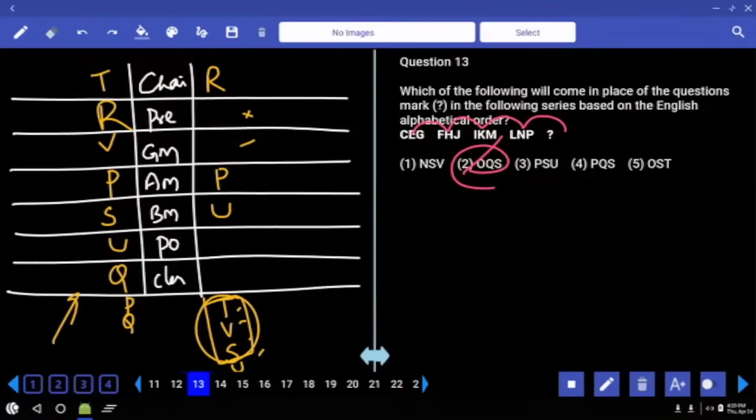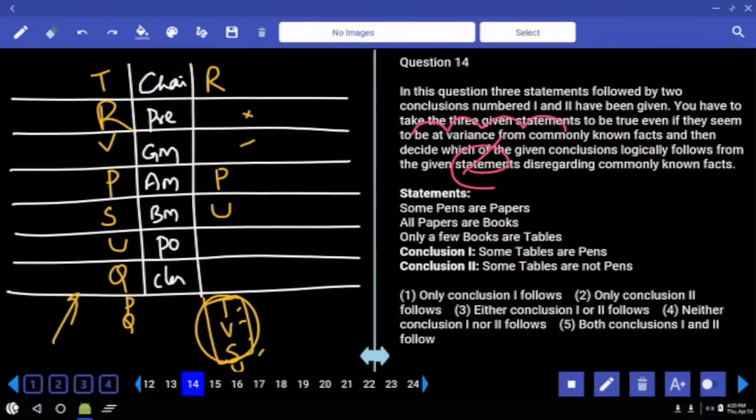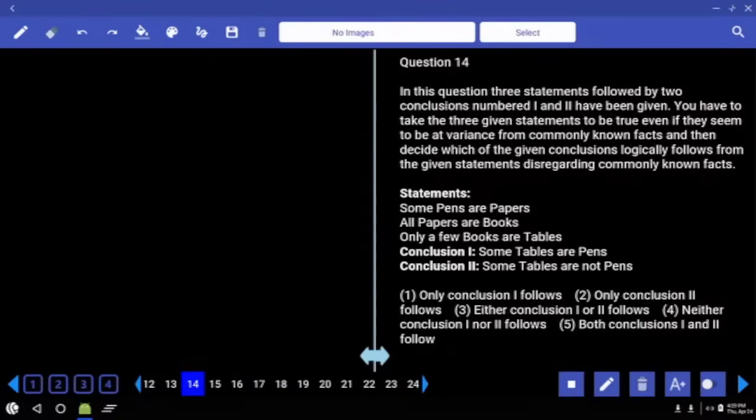Then next one, 14 onwards. Now in this, 14 to how many? 3 questions. Now 14 to 16, 3 questions in these syllogisms. First are the second priority. And definitely first priority: some pens are papers. Now these are the pens and a paper.